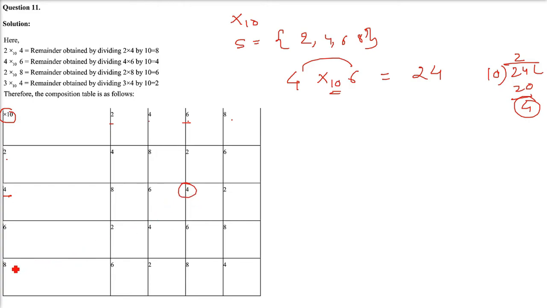I'll take one more example, 8 and 6. 8 x10 6. 6 8s are 48. 4 and 6 or 6 and 4, same result. 8 and 6, 6 and 8, same result. So you have to compute once, write it twice. You divide 48 by 10 and write the remainder. 10 4s are 40 and 8 will be the result. So for 6 and 8, and 8 and 6, both ways the intersection point should have the value 8. This is how the whole table will be formed.